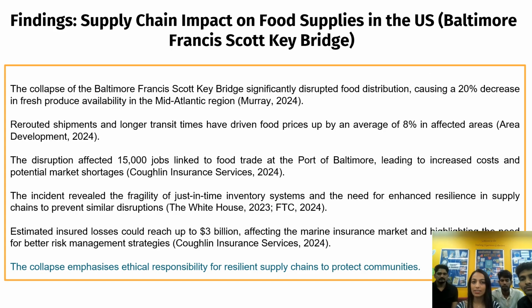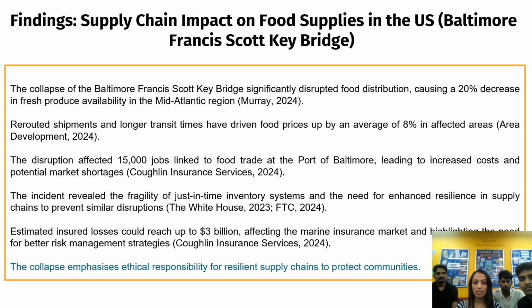Next slide is findings: supply chain impact on food supplies in the US, Baltimore Francis Scott Key Bridge. The collapse of the Baltimore Francis Scott Key Bridge caused severe disruption to food distribution, resulting in a significant 20% decrease in fresh produce availability within the mid-Atlantic region. This disruption not only affected the availability of food but also led to increased transportation costs as shipments had to be rerouted and longer transit times became necessary. These factors combined have driven food prices up by an average of 8% in the affected areas.